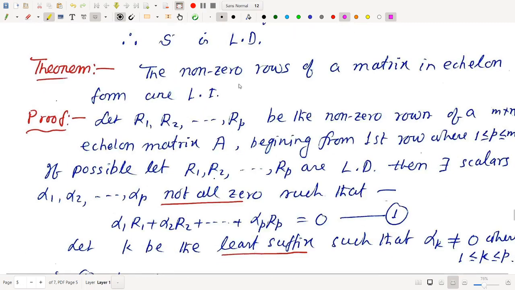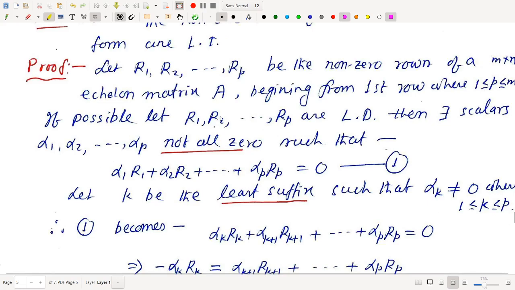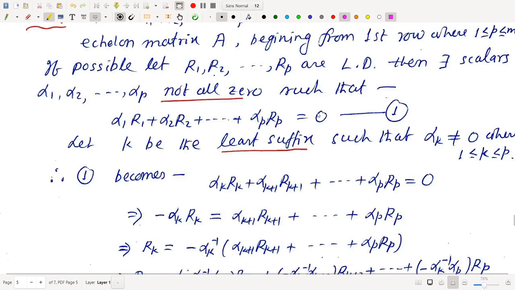Another important theorem: the non-zero rows of a matrix in echelon form are linearly independent. If a matrix is in echelon form, we know what echelon form is, then the number of non-zero rows gives the rank. Actually, why and how, we shall see now. The non-zero rows of a matrix in echelon form are linearly independent. All the non-zero rows are linearly independent taken together.